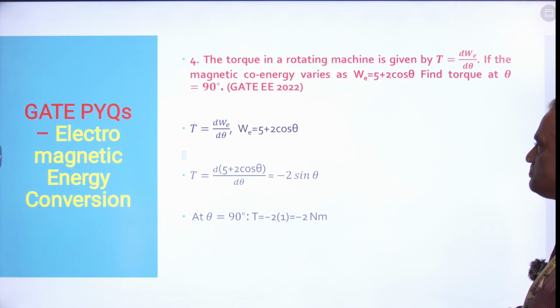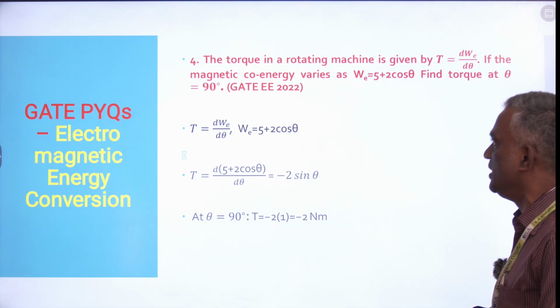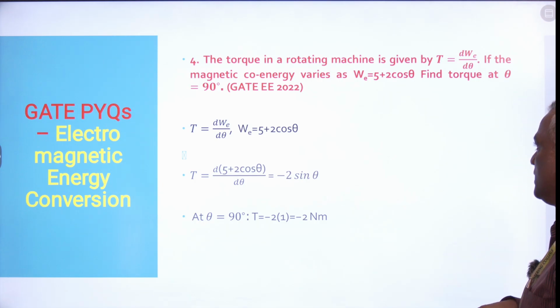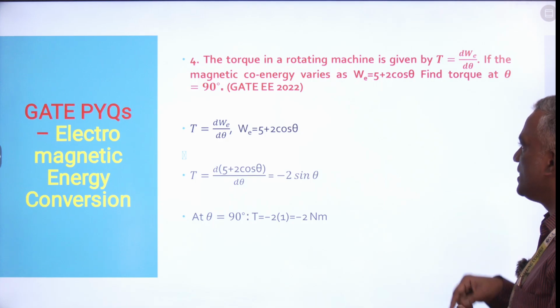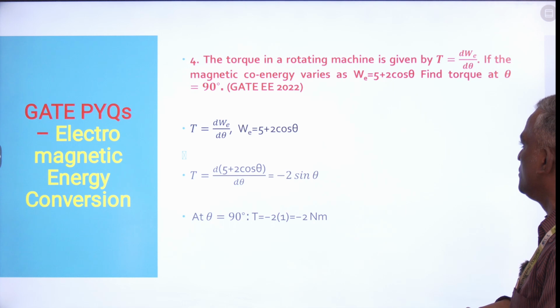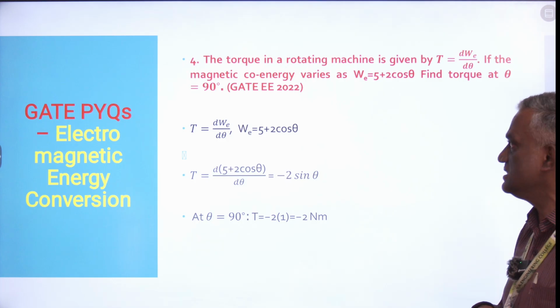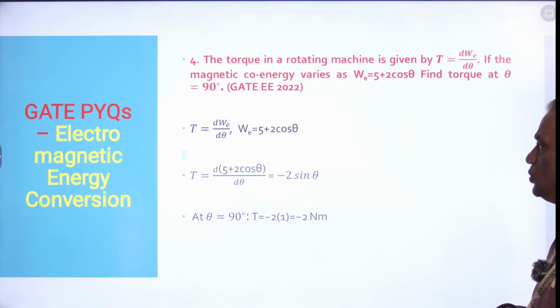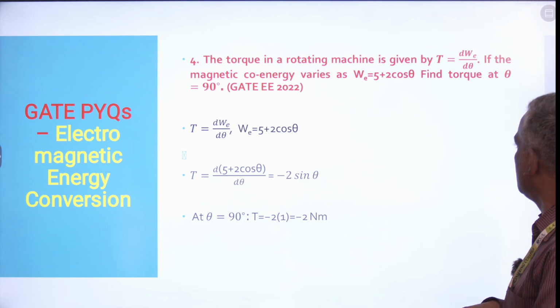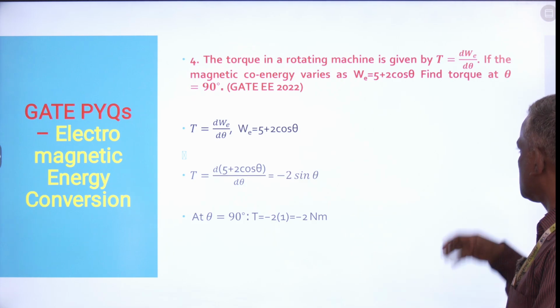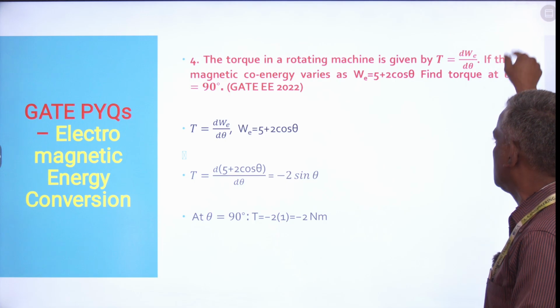This is asked in GATE EE 2022. The torque in a rotating machine is given by T equal to d by d theta of WE. If the magnetic co-energy varies as WE is equal to 5 plus 2 cos theta, find the torque at theta equal to 90 degree. This is also a very nice question. Torque is given, which is nothing but d by d theta of WE, again the energy with a different notation.